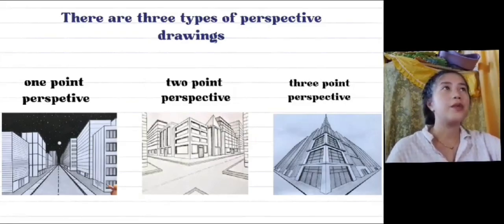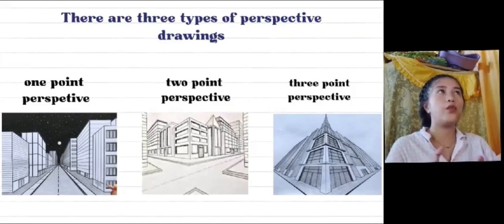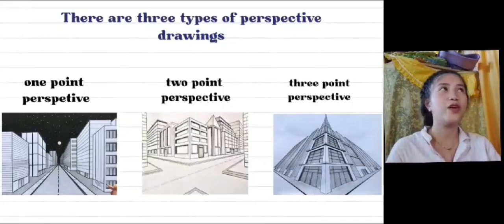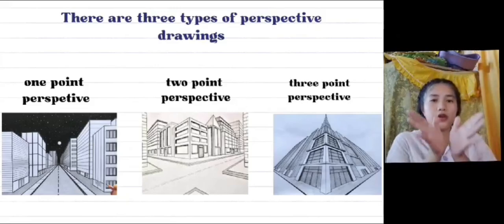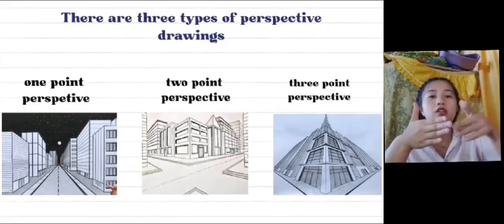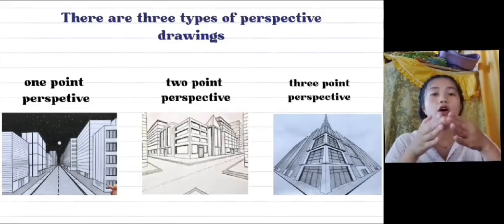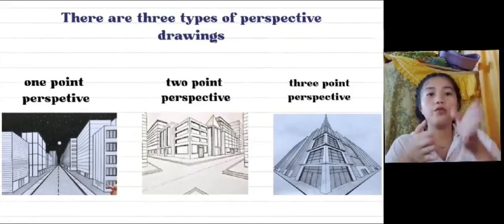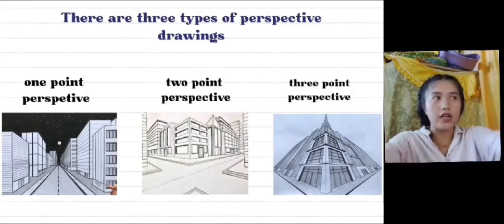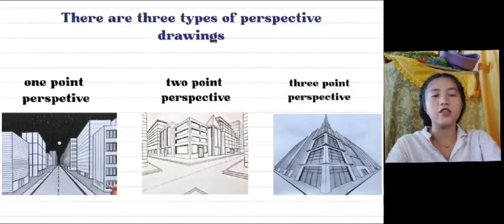And then the 2-point perspective uses two vanishing points, wherein the lines go toward two points on the horizon. It is used when looking at the corner of an object, like, for example, nasa gitna ka ng building. May ganto ka, tapos dito ka sa gitna. Di ba yung view mo, nakatingin ka ng ganyan, makikita mo yung dito side and yung dito side.